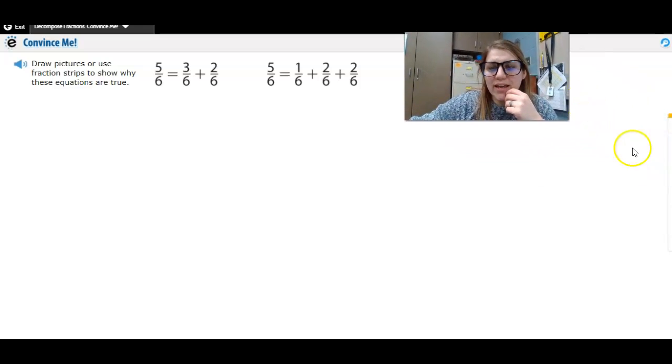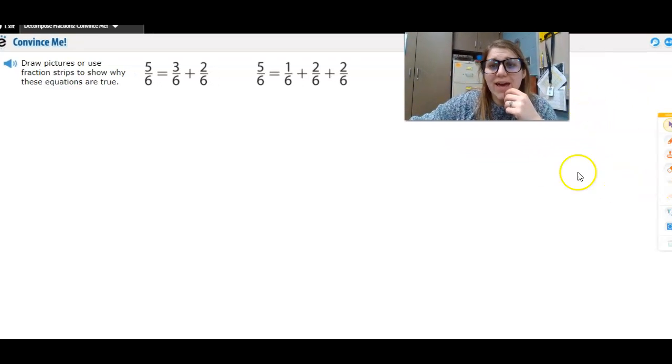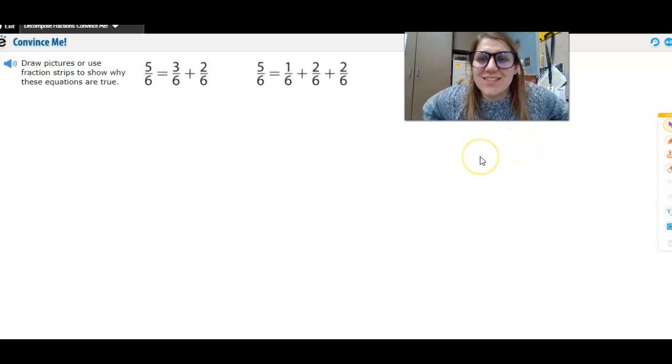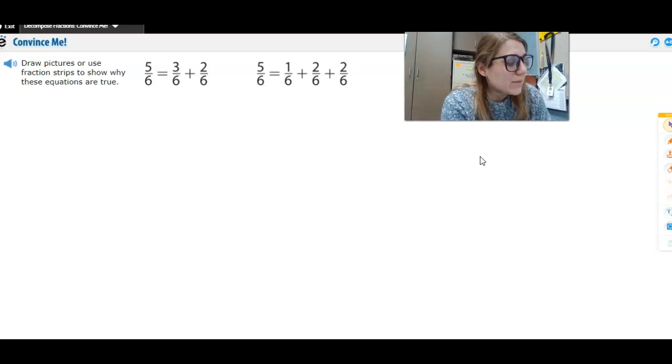Hey boys and girls, I am going to be talking today about decomposing fractions and this Convince Me that you just tried to solve on the bottom of page 472. So I have it here on my screen. It says draw pictures or use fraction strips to show why these equations are true. So it has 5/6 equals 3/6 plus 2/6, and 5/6 equals 1/6 plus 2/6 plus 2/6.